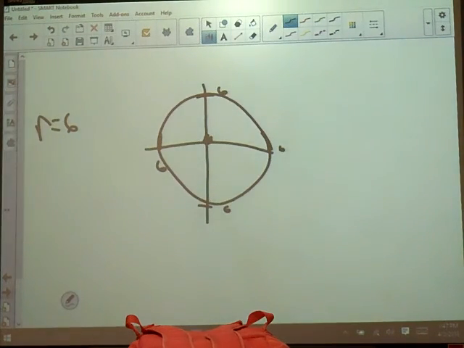Where did you get 6? Square root of 36. You got it, you got it.